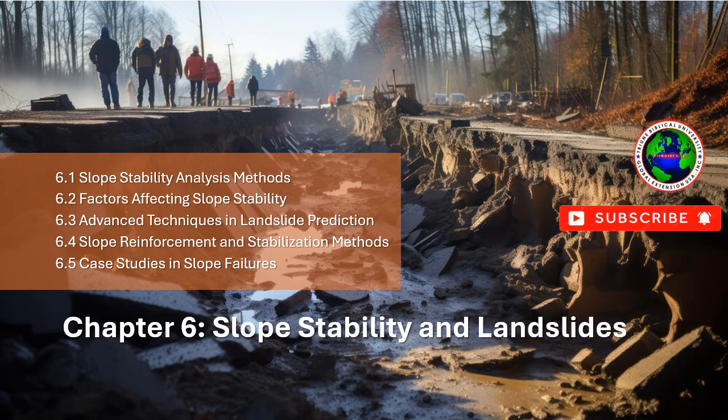Deforestation and vegetation loss. The removal of vegetation can have a detrimental effect on slope stability. Vegetation helps to bind the soil with root systems, reducing erosion and increasing shear strength. In areas where deforestation or land clearance occurs, slopes may become more prone to erosion, which can lead to failures.